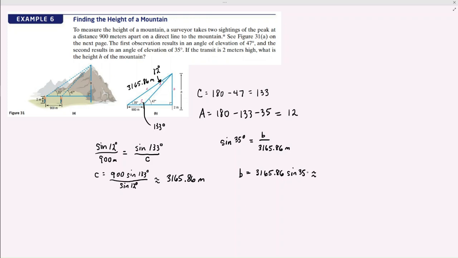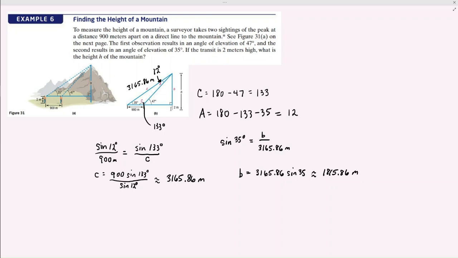Okay, and drop that in the calculator, and B is going to be roughly 3165.86 times sine of 35 degrees equals 1,815.86. And that's meters.